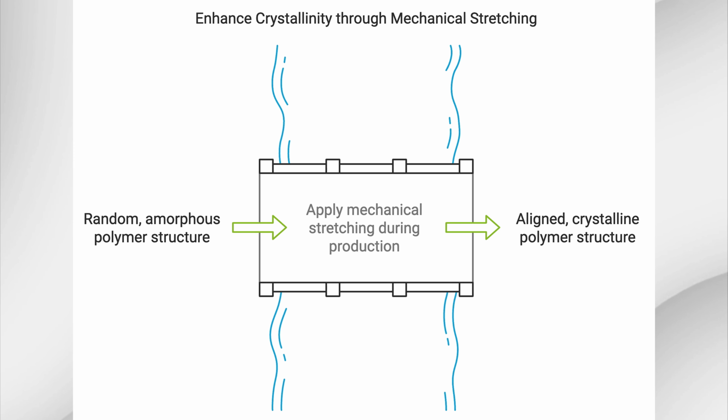Slow cooling gives the chains time to align and form crystalline regions, while fast cooling traps the polymer chains in a random amorphous state. Processing techniques impact crystallinity because mechanical stretching or drawing of a polymer can cause the chains to align, increasing crystallinity. This is often done during the production of fibers or films.